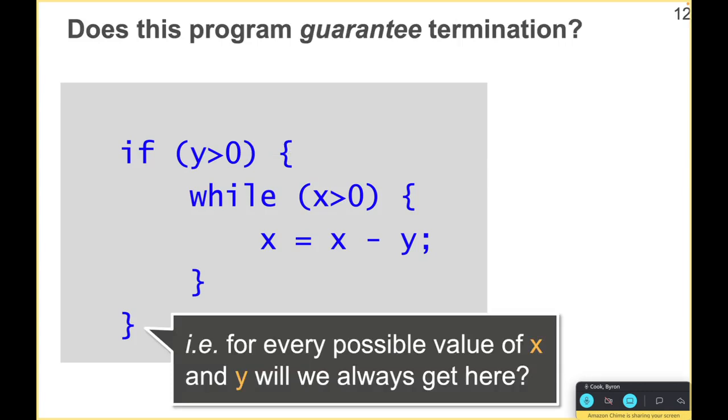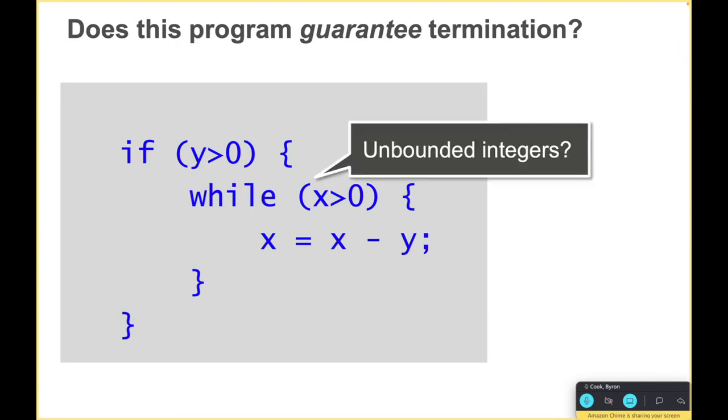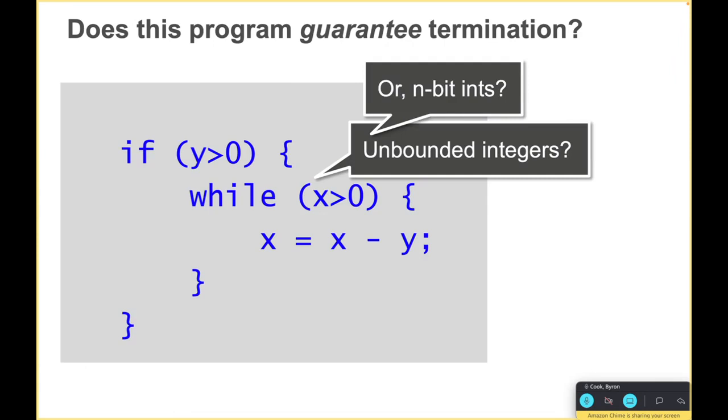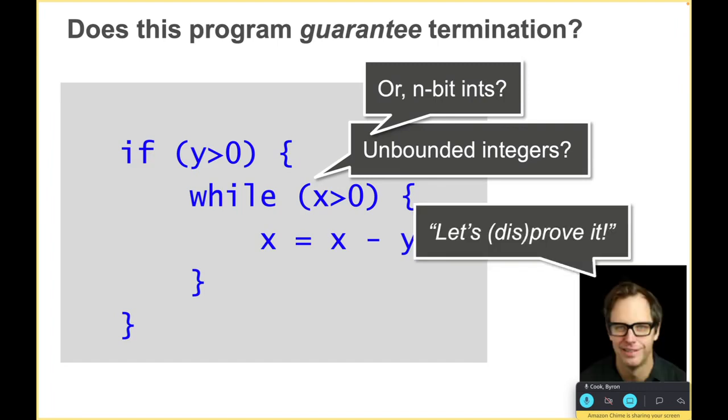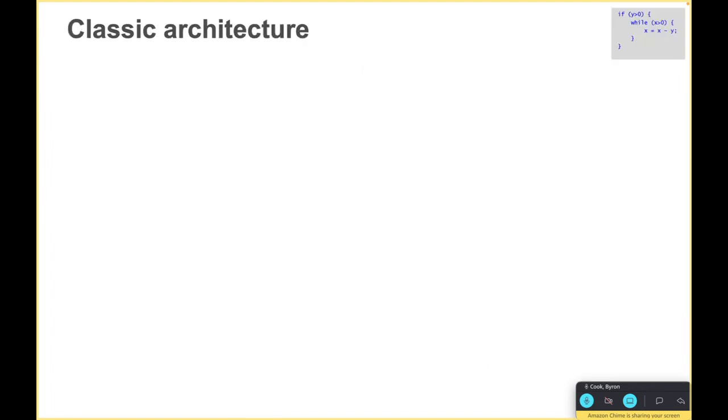So the question, first of all, is: does this program terminate? I.e., for every possible value of x and y, will we always get here? Because you're watching this on a recording, you can pause and think about it for a moment, but I'll continue on with the discussion. The answer is that it depends on what the types of x and y are. If we're talking about n-bit integers, like 32-bit or 64-bit integers, then no, it doesn't terminate. If we're talking about unbounded integers, then it does. So let's prove it.